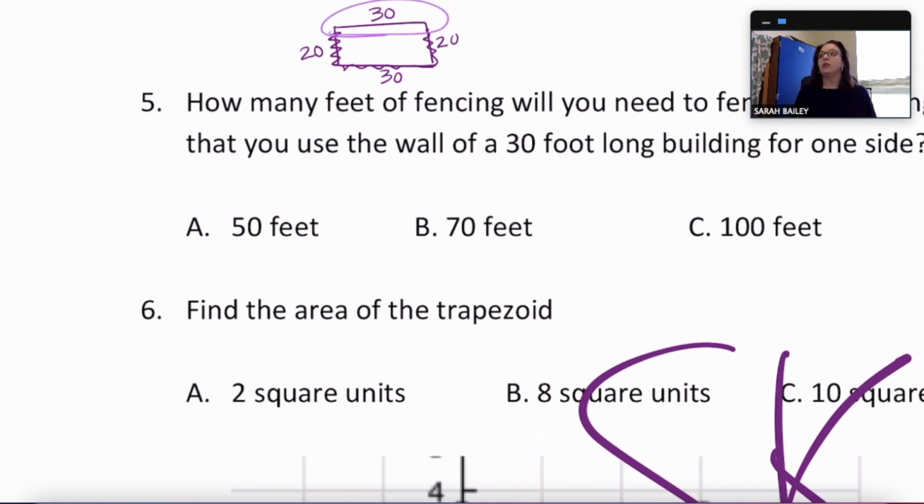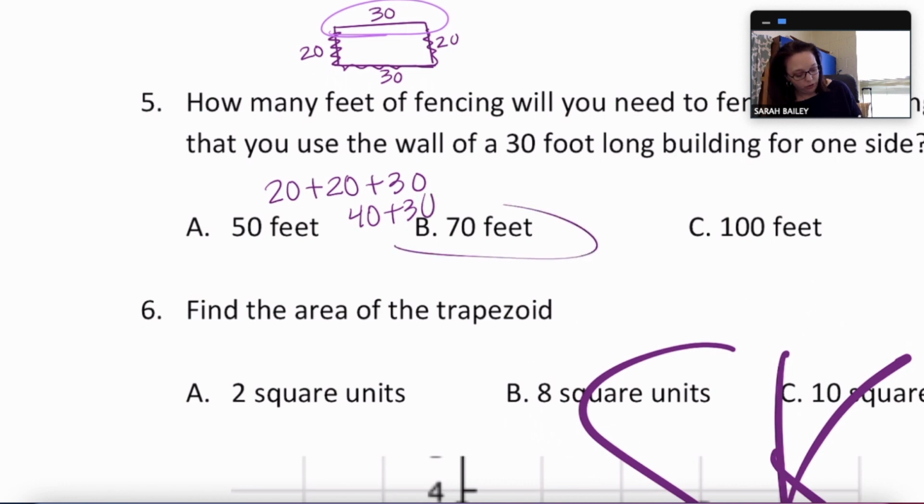So when I'm doing perimeter, I'm not going to add in that 30-foot side that's right there. So I'm only going to add the two 20s and the 30. So I'm going to do 20 plus 20 plus 30. So I get 40 plus 30, which is 70 feet of fencing. So be careful, this wasn't a true perimeter problem.